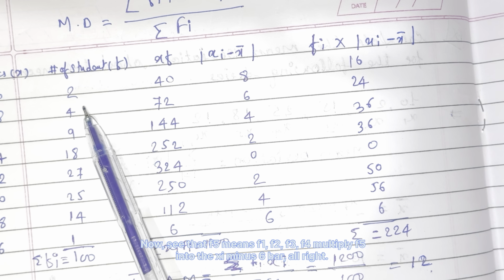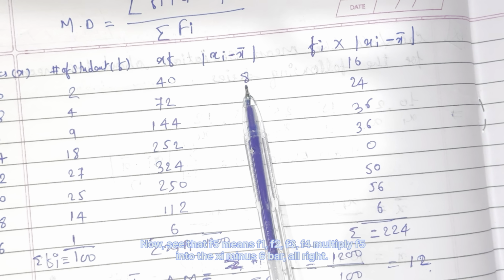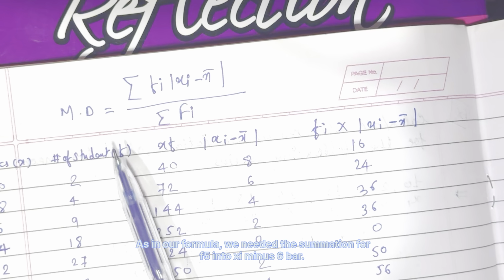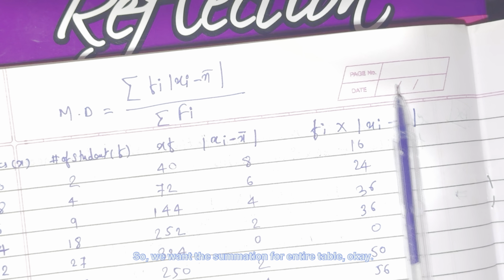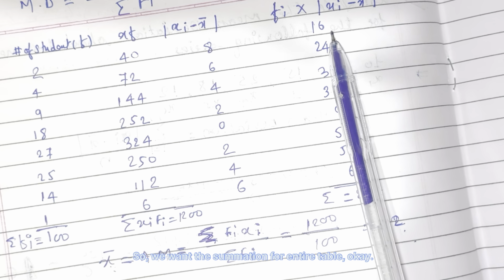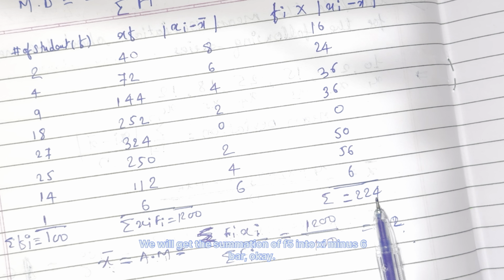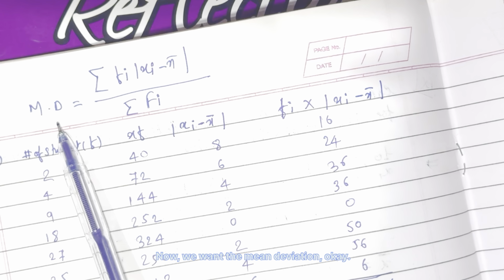Here fi means f1, f2, f3, f4, multiplied with xi minus x bar. As our formula needs the summation of fi into modulus of xi minus x bar, we want the summation for this entire column. That means we add all these values to get the summation of fi into xi minus x bar. Now we want the mean deviation.